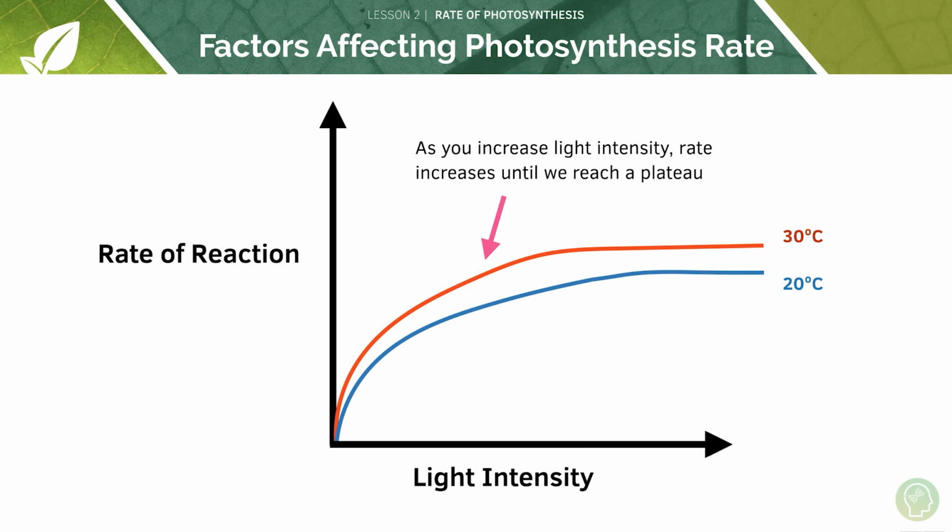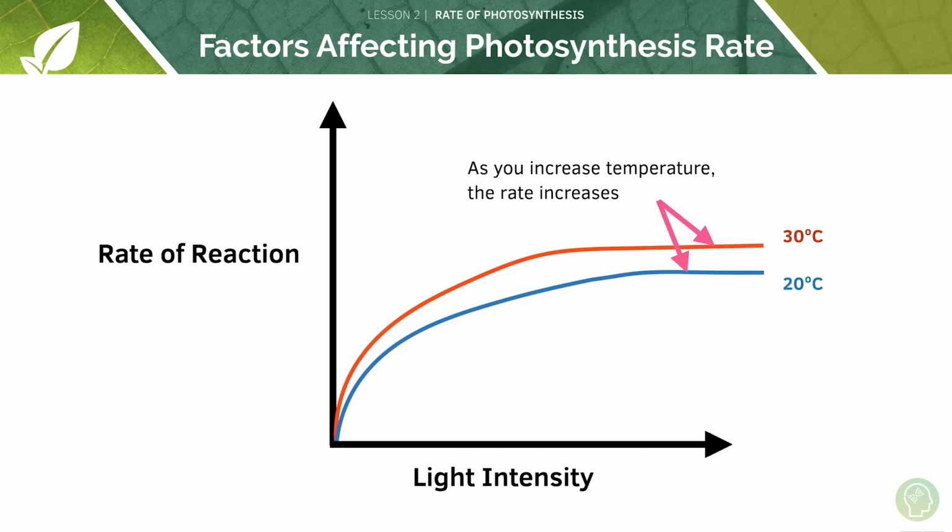We can see that as you increase light intensity, the rate of reaction increases until we reach a plateau, and this occurs at both 20 degrees Celsius and 30 degrees Celsius. As you increase the temperature, the rate increases. So when you increase it by 10 degrees, the rate at any respective point on these curves, so if we take this point of light intensity, we're going to get an increase in the rate of reaction. That's our increase in the rate of reaction there as we increase from 20 degrees Celsius to 30 degrees Celsius.